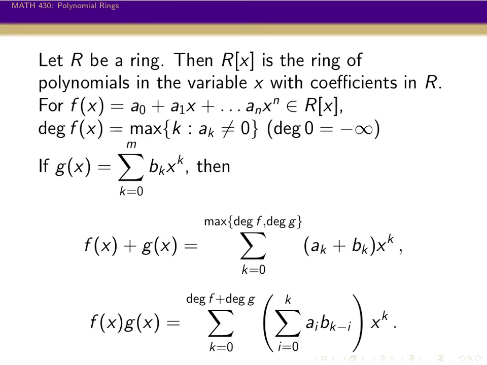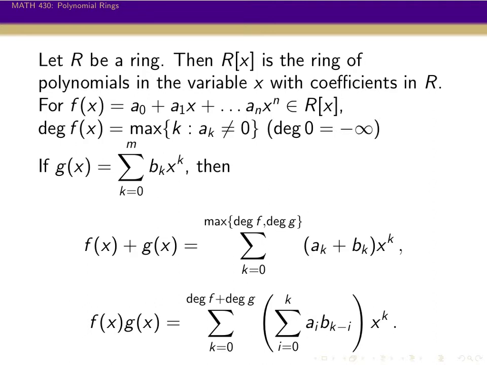Now, for any other polynomial that's just a constant, a constant polynomial would mean that f of x is actually in the ring, so it's just an element of the ring. If that element is non-zero, we're going to say that's a degree zero polynomial. But the zero polynomial has degree minus infinity.